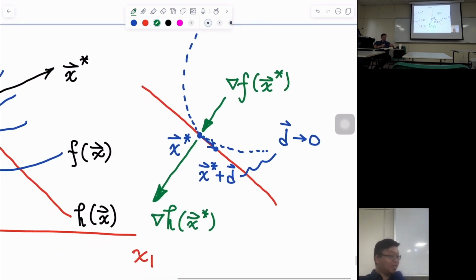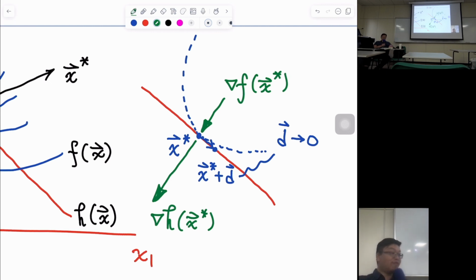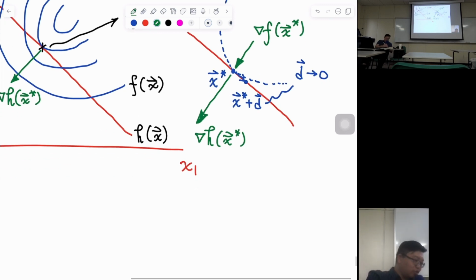So in this case, even if your red function is a nonlinear function, at this particular location, because d is so small, the gradient of h is also perpendicular to the red curve. So we don't even need to worry about how nonlinear f or h are. At this local position, the gradient of h is perpendicular to the red one, and the gradient of f is perpendicular to the contour. They are parallel to each other.